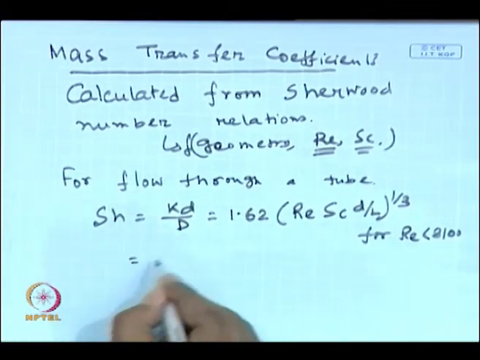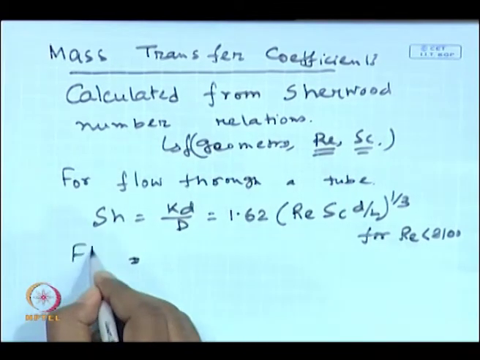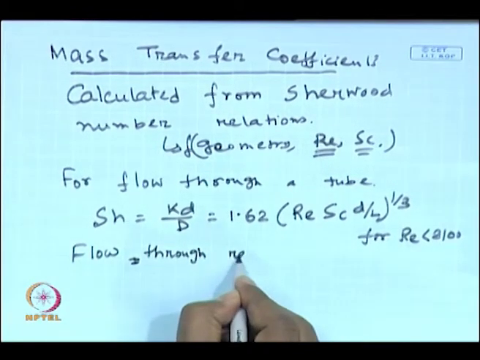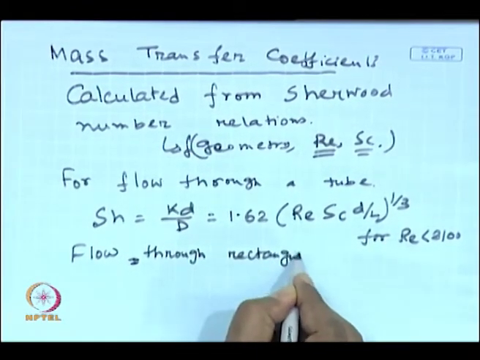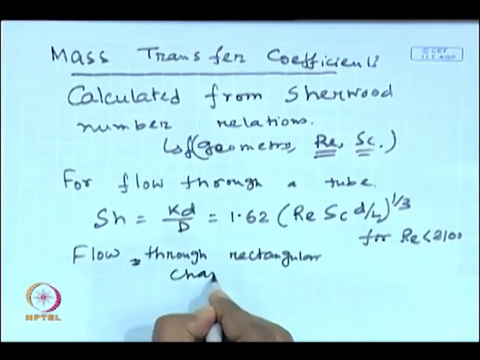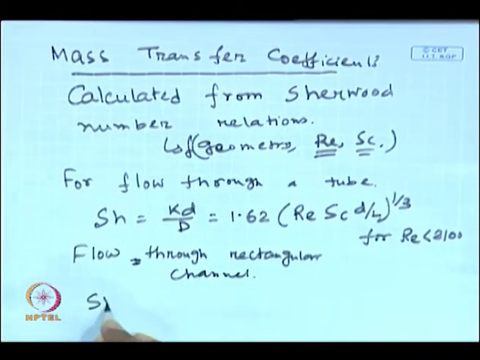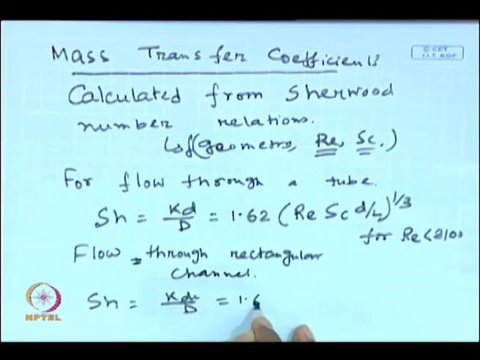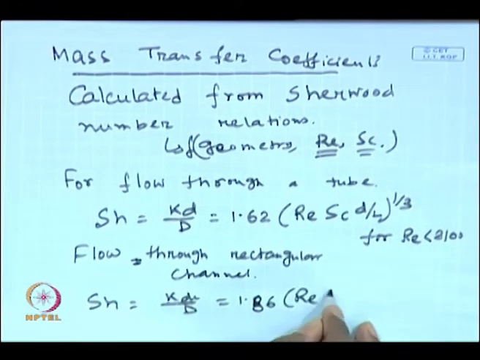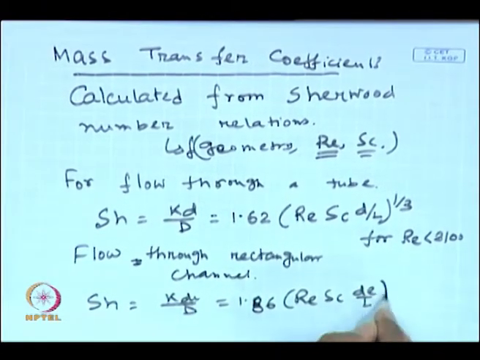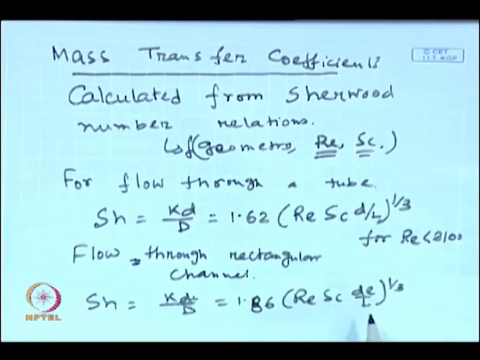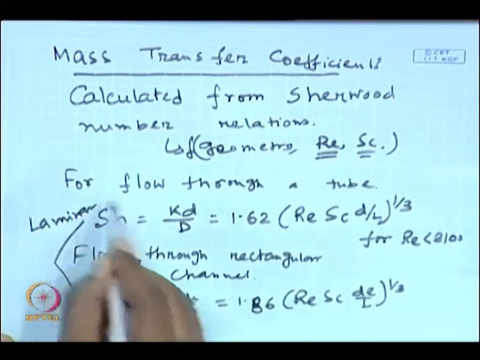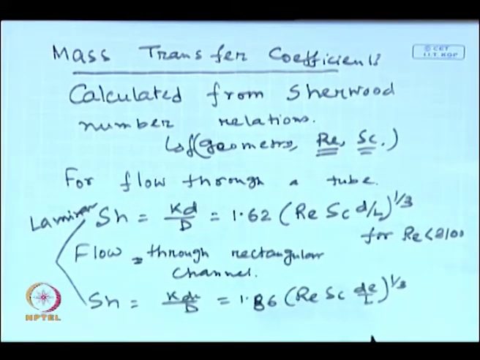And for flow through a rectangular channel, the Sherwood relation is K dE by D equal to 1.86 (Reynolds Schmidt d by L) raised to the power 1 upon 3 for the laminar flow region. So, both are laminar, and they are known as the Leveque solution.